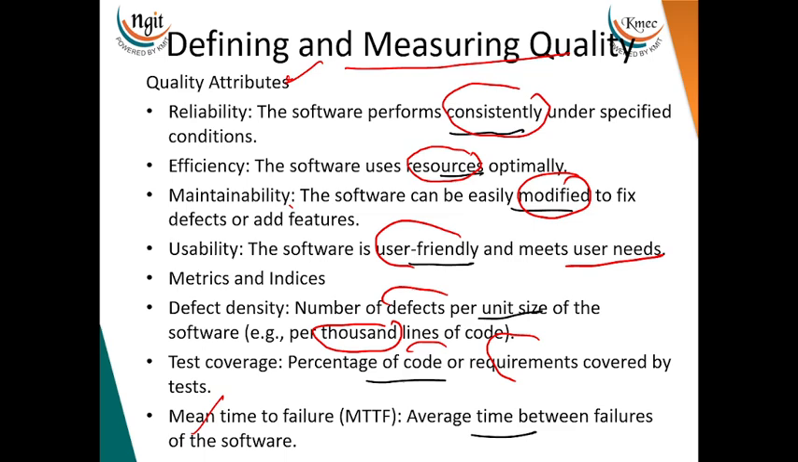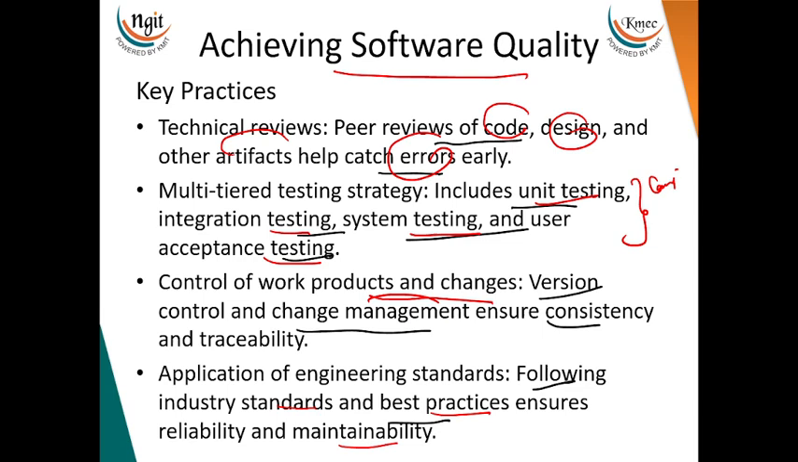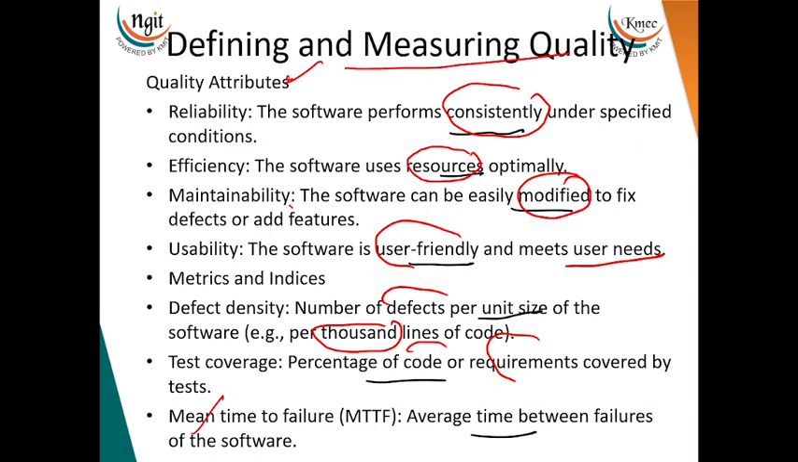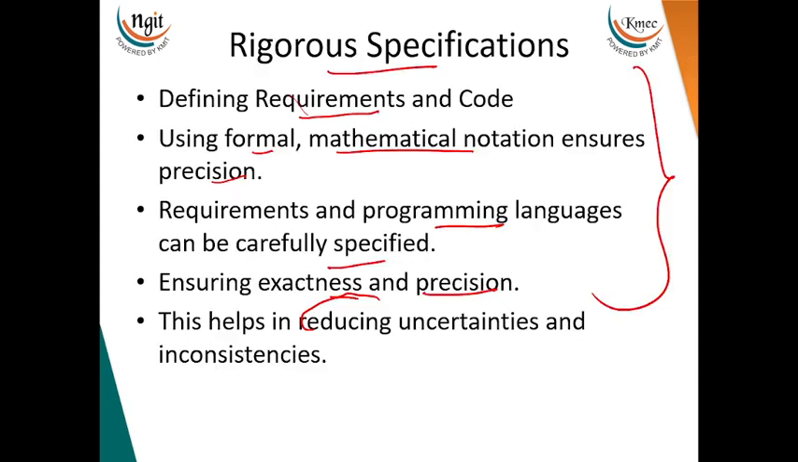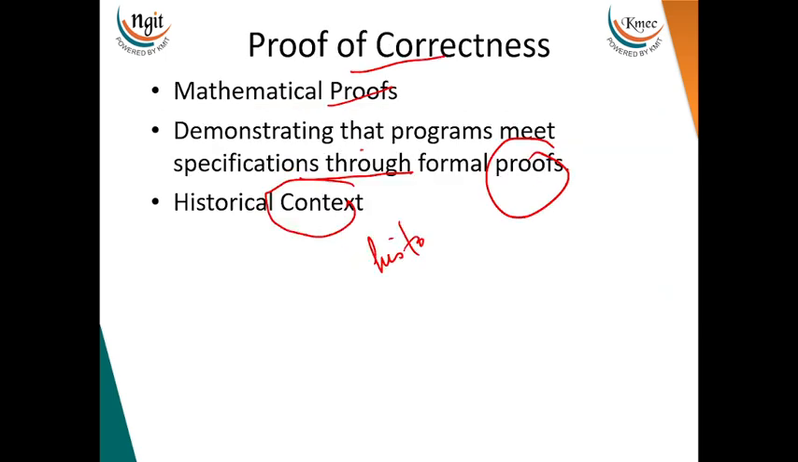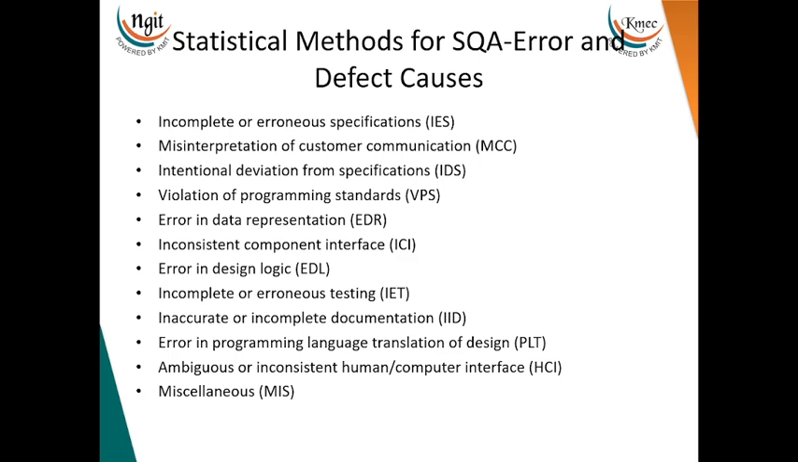So in this approach we have covered what formal methods are, what their key properties and attributes are, and how they approach software qualities, what a formal specification is, what the proof is, what the methods are, and what the challenges are. Now we come to the statistical method of software quality assurance.